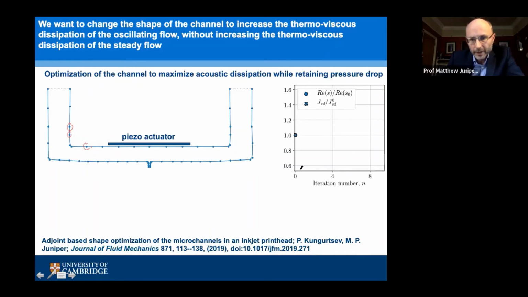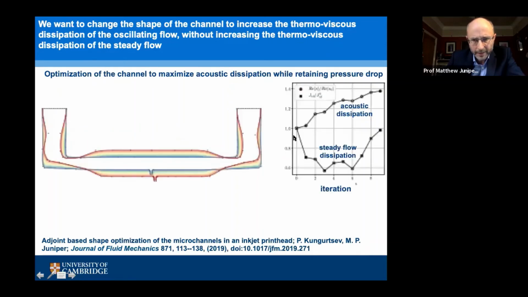And what I'll plot here is, as a function of iteration number, the viscous dissipation for the throughput versus the viscous dissipation for the oscillation. Now, I won't show every step, but we started off then with that blue and we ended up with a red line, and the red line leads to the same steady flow dissipation as before, with an acoustic dissipation that's 40% higher than it was before.